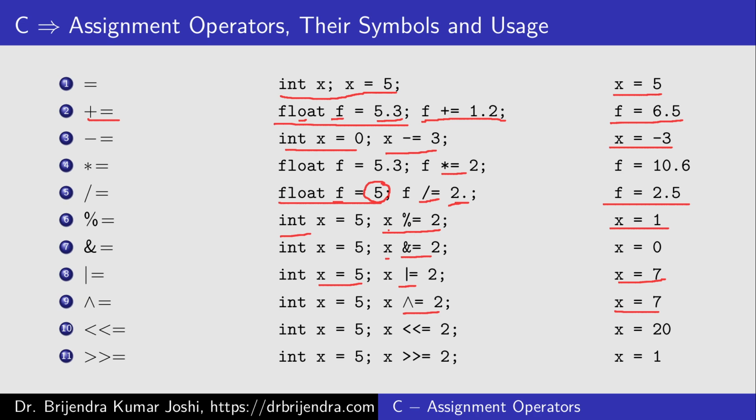Now here x equal to 5, x shifted towards the left hand side 2-bit positions, so it will be multiplied by 4, so x equal to 20. The value of x would be 20. Here it is right shift, so the value would be 1. Okay.